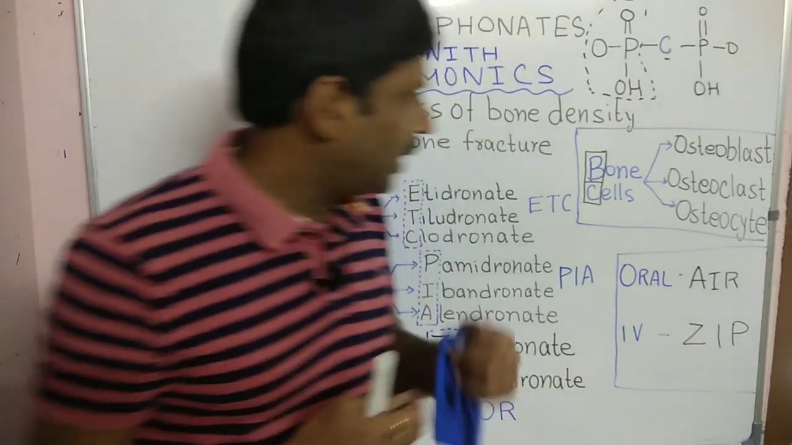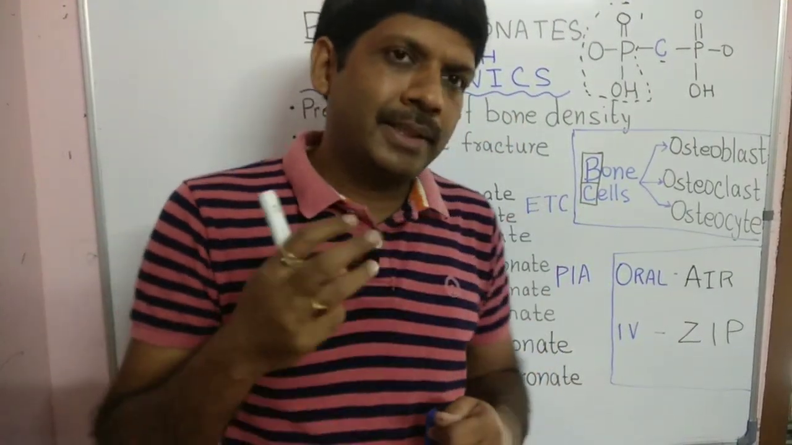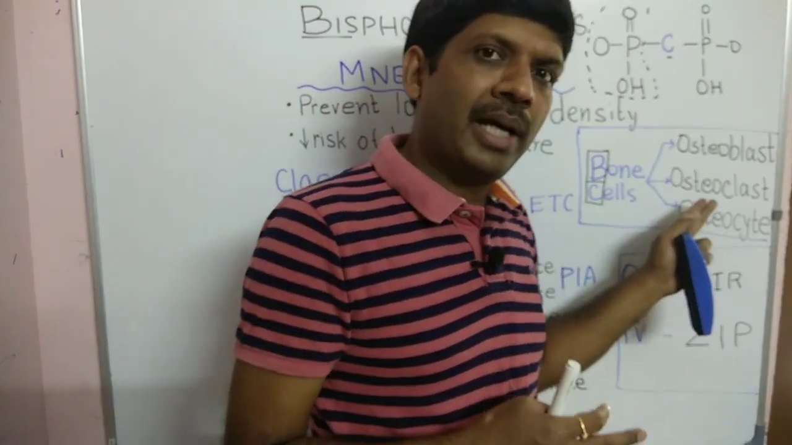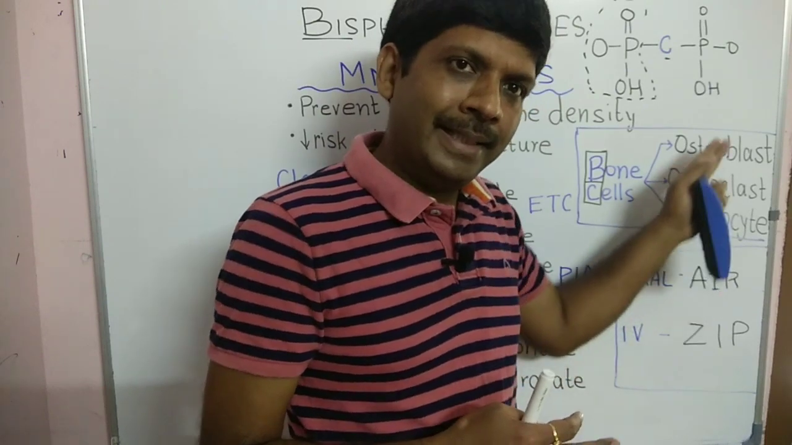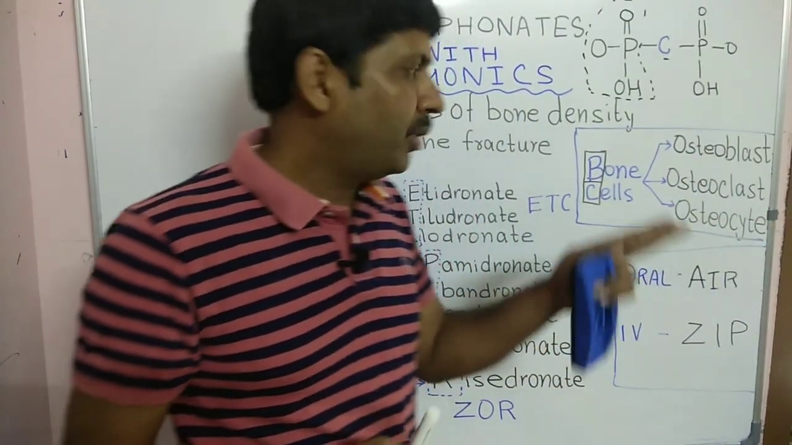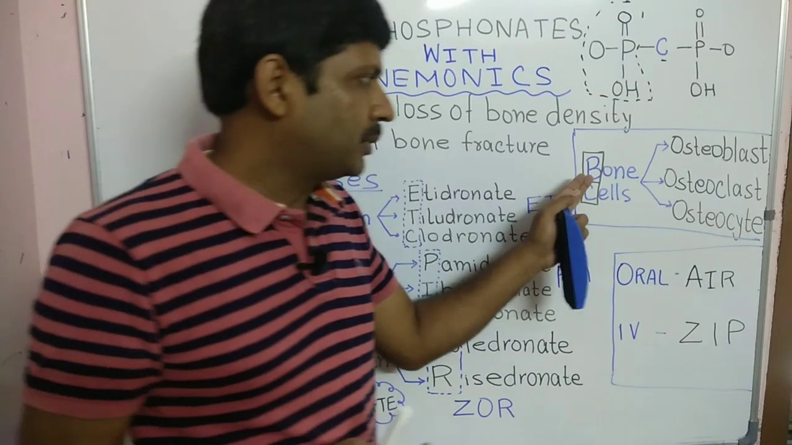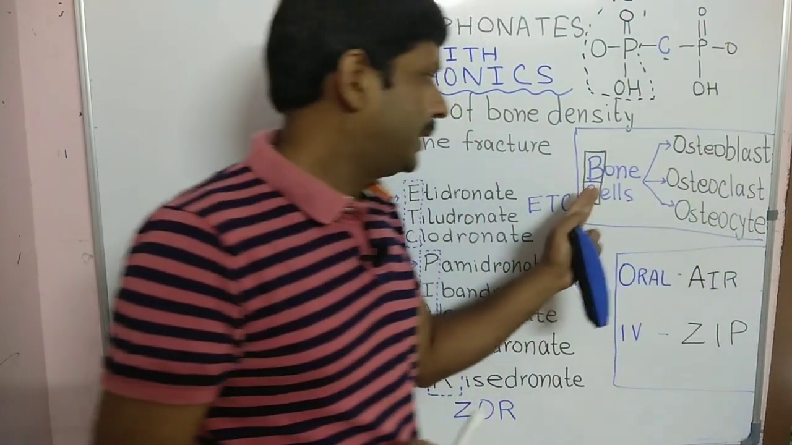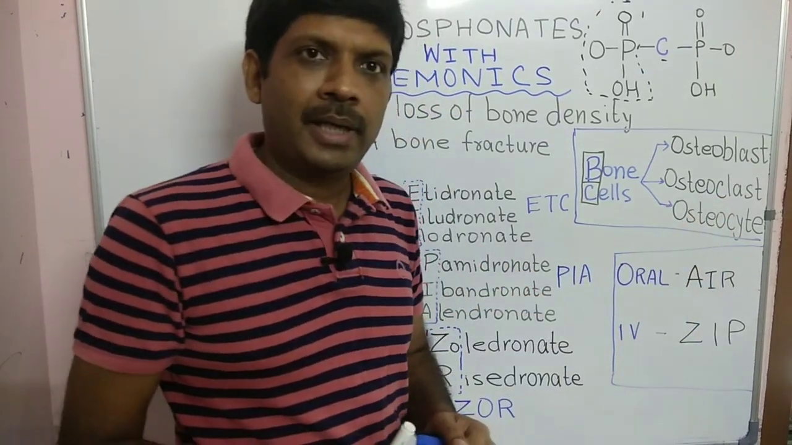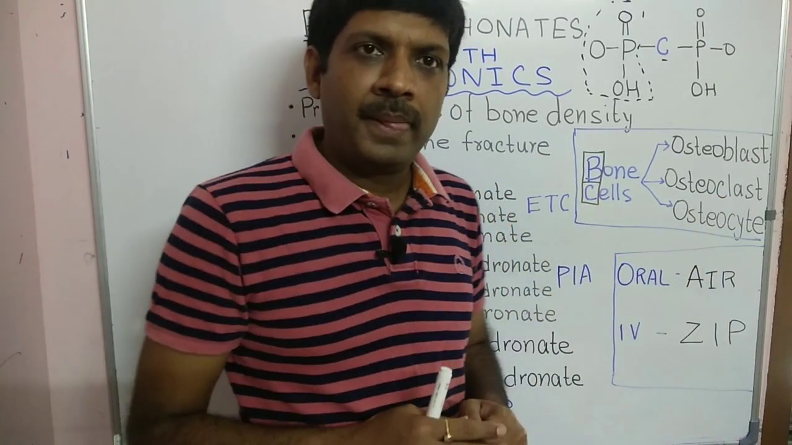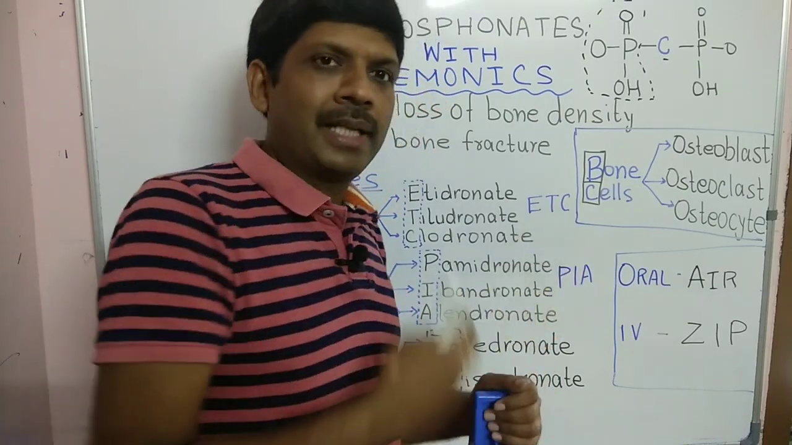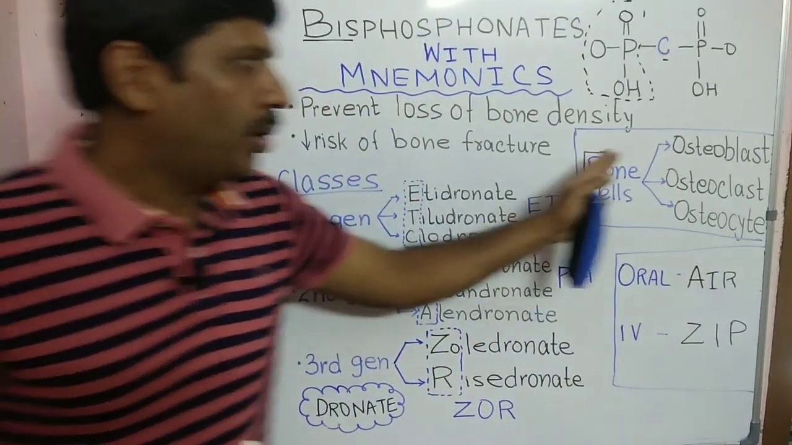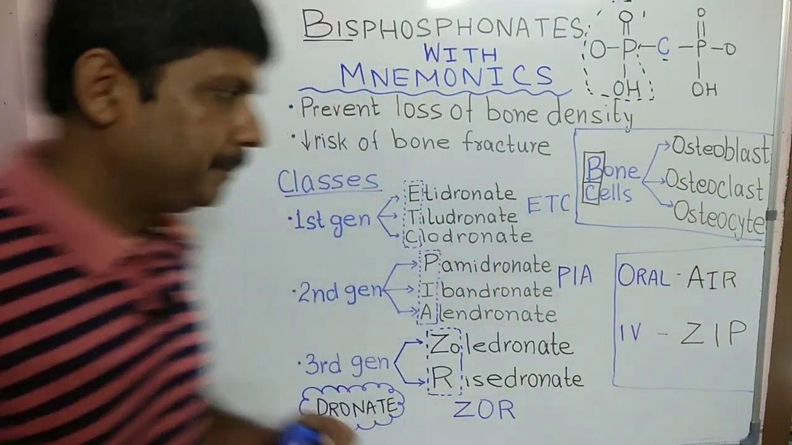Just to discuss a little bit about bone cells, there are three types of bone cells: osteoblast, osteoclast, and osteocyte. These cells can be remembered by the mnemonic BC. The word comes from bone and cells. So B is blast, C is clast, and cyte. You have to put osteo before blast, clast, and cyte. So you will be able to remember by BC: osteoblast, osteoclast, and osteocyte.